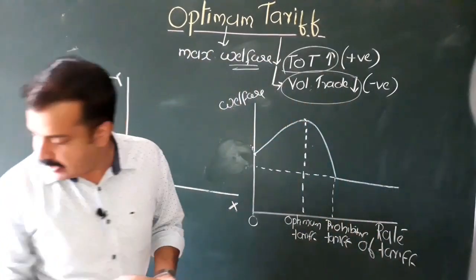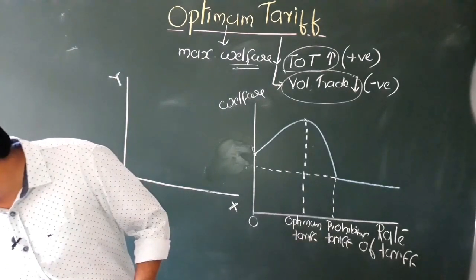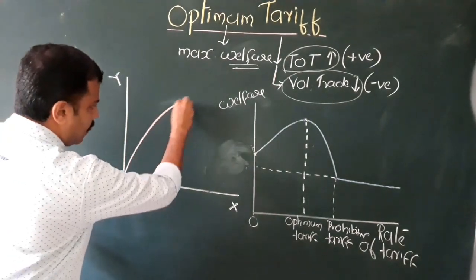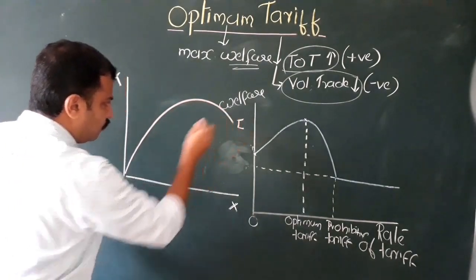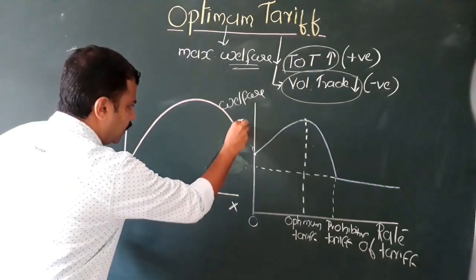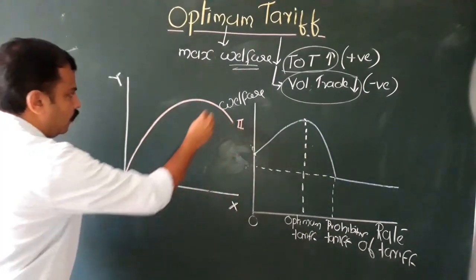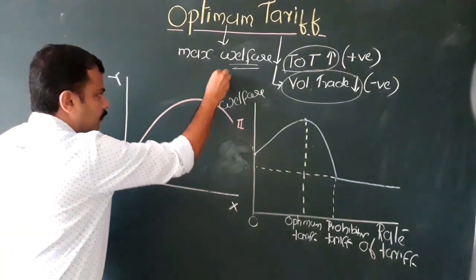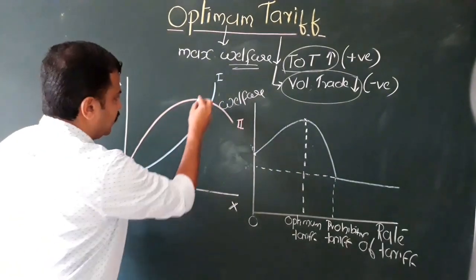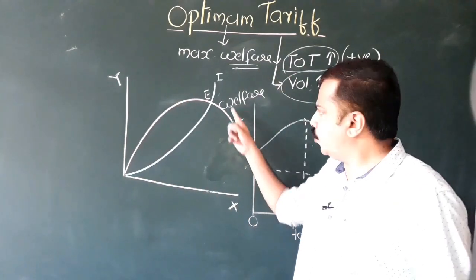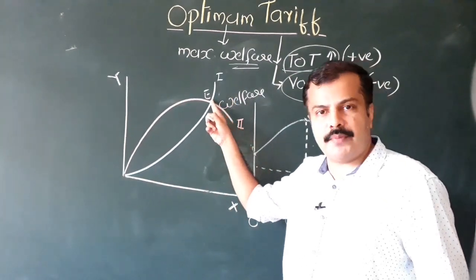Now let us say that we have the offer curve of country 2 and the offer curve of country 1. Let us say that this is the initial equilibrium point. Let me call it E. Offer curve of country 2, offer curve of country 1, equilibrium position at E.